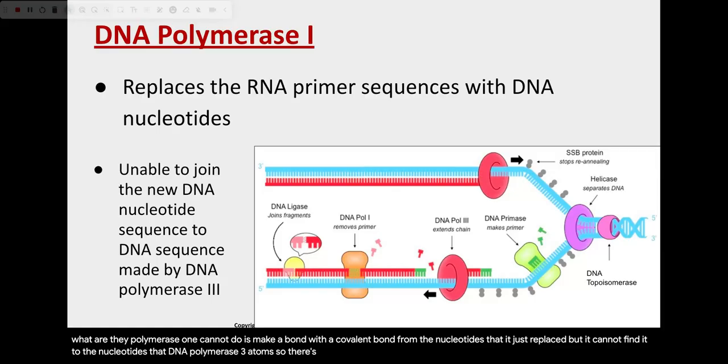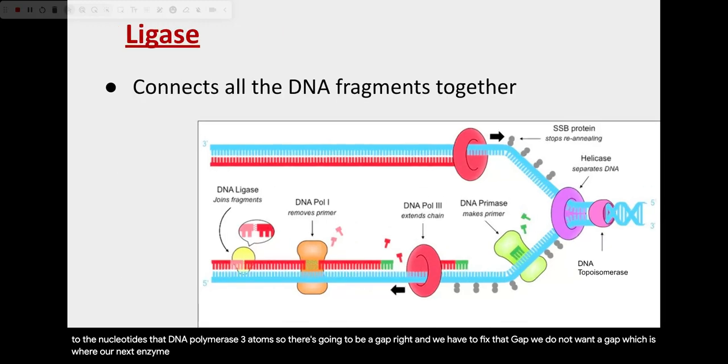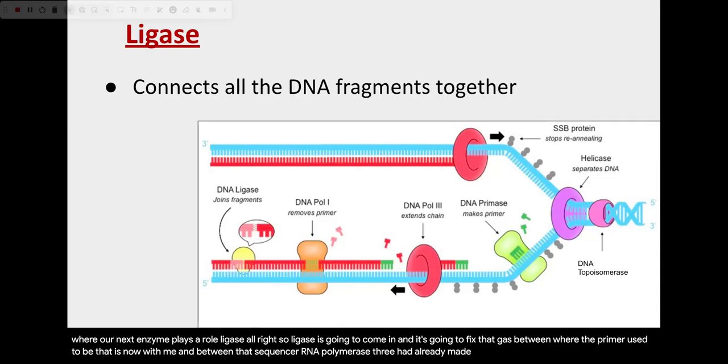So there's going to be a gap, right? And we have to fix that gap. We do not want a gap, which is where our next enzyme plays a role, ligase. All right, so ligase is going to come in, and it's going to fix that gap between where the primer used to be, that is now a DNA sequence, and that sequence that DNA polymerase 3 had already made. We kind of think of ligase as like the glue.